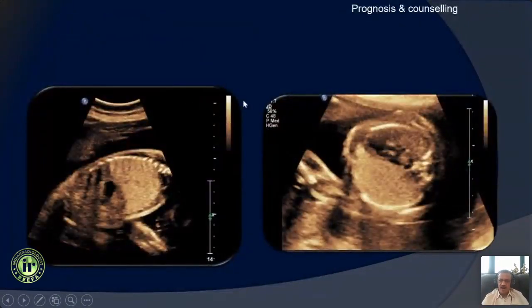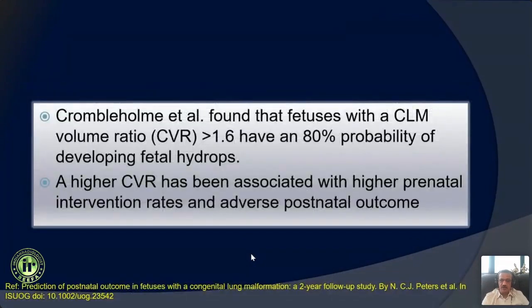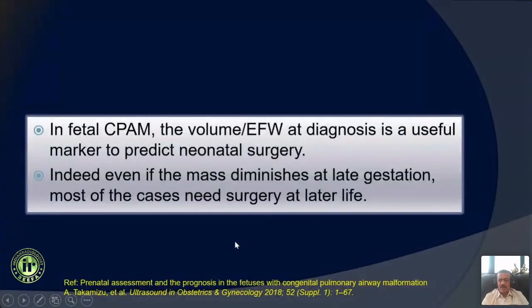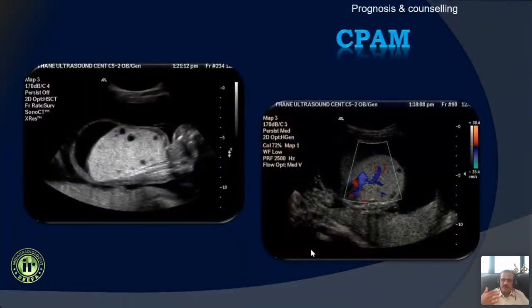If it is large, more than 1.6, then we need to keep a closer watch. If you have a CVR of more than 1.6 and you see large cysts in the malformation, these are the fetuses who require very close follow-up and may potentially develop hydrops, or you might have to intervene. So typically that's a figure which is good enough for counseling. Some people like to take the volume of the lung and compare it with the weight, and this can also be done.